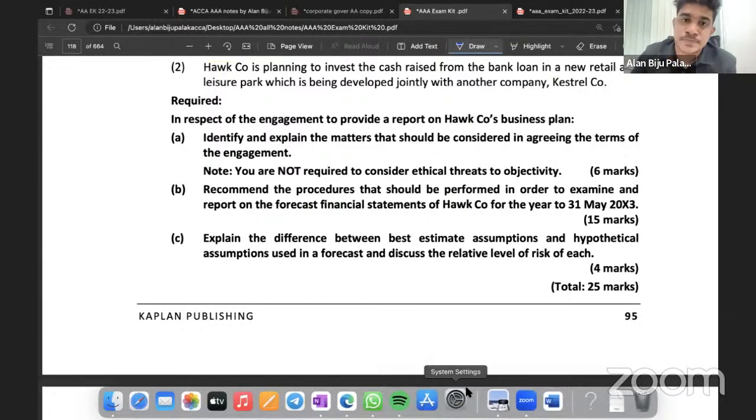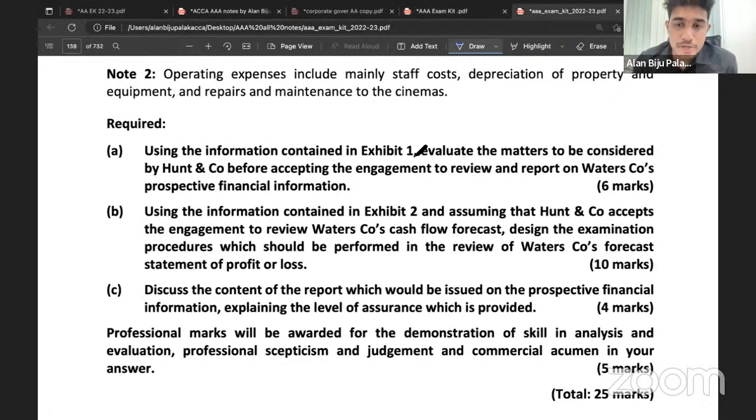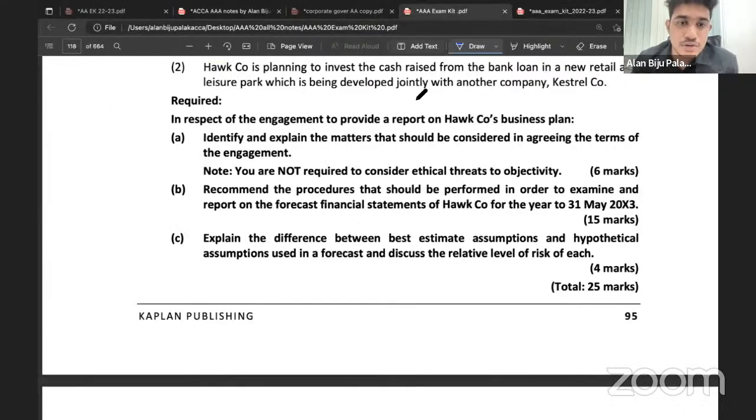Done? So what have they actually asked us? They have asked us to identify and explain the matters that should be considered in agreeing the terms of the engagement, which is a bit different from the old engagement question. This new question is also based on a PFI engagement.